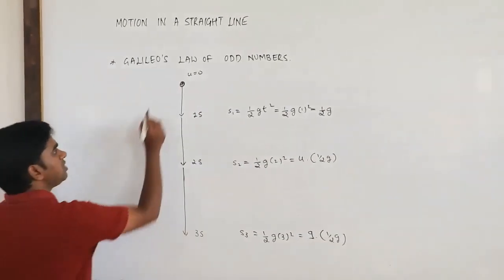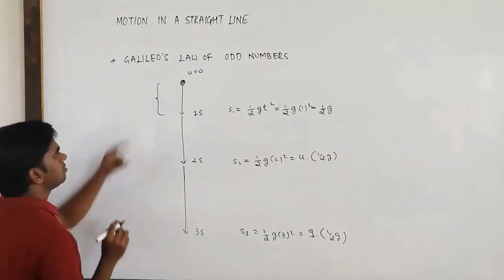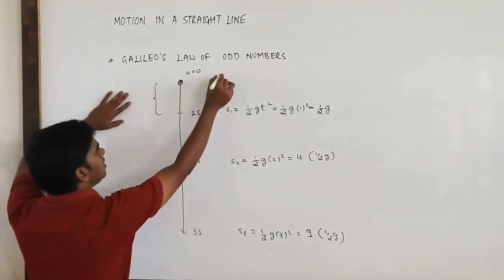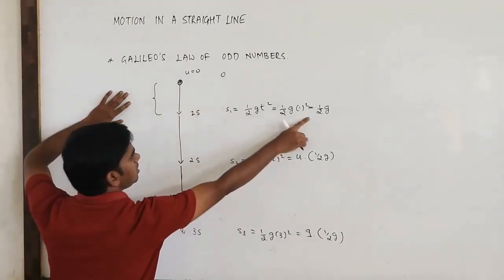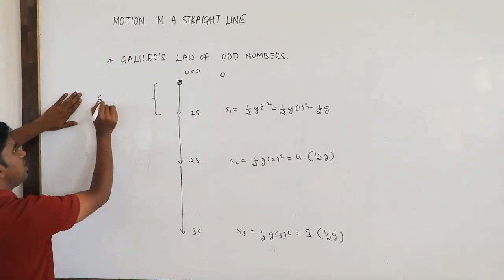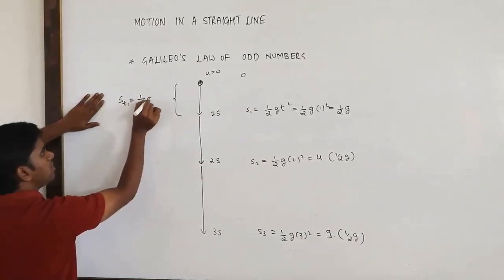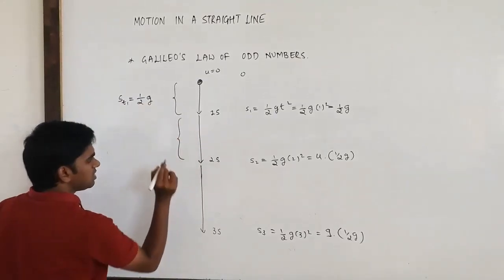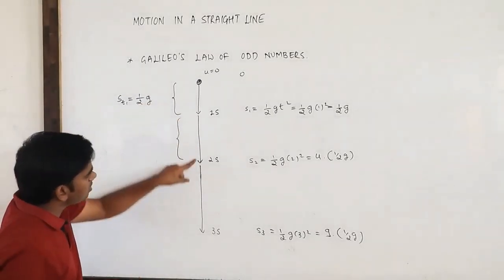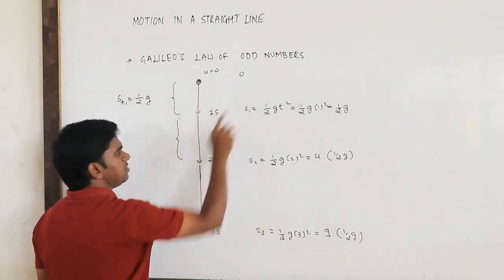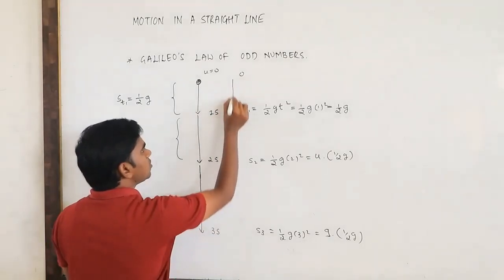Now, what is the distance traveled in this 1 second? Here it is 0, here it is half g. Half g minus 0 gives the distance traveled in the 1st second, that is half g. Now, what is the distance traveled in the 2nd second? Only from here to here I want. How can we calculate it? This total minus this.